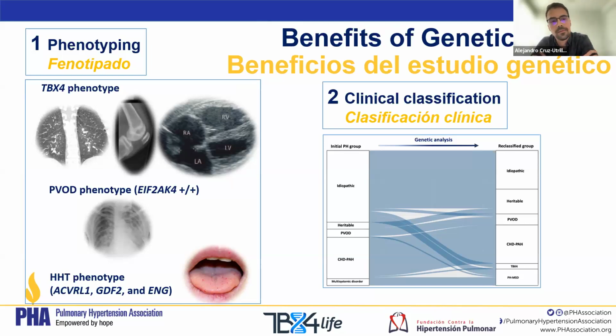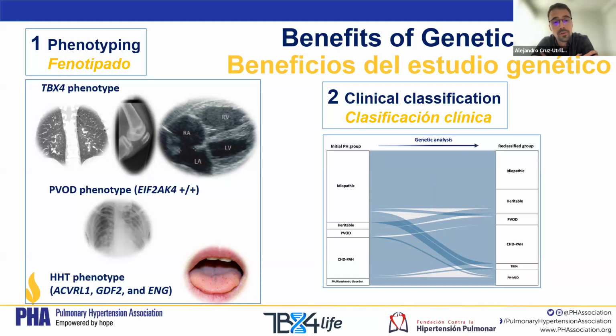We can discover some clinical characteristics after having a positive genetic result. And this is very important, as in the case of TBX4. Many of you probably know that TBX4 patients could have a specific clinical phenotype, so specific clinical characteristics. These patients can have some skeletal abnormalities within the knee or within the feet, and also they can have some heart defects, or they can have also some lung parenchymal abnormalities.